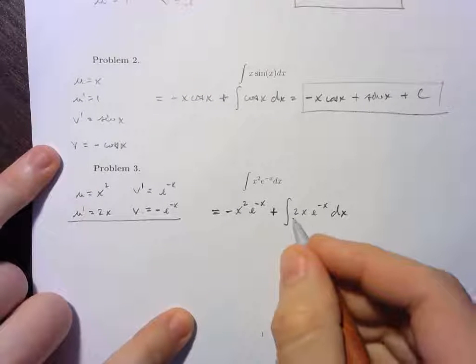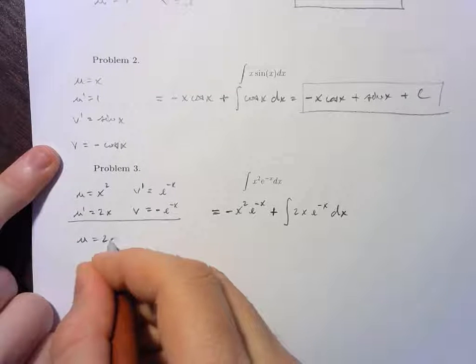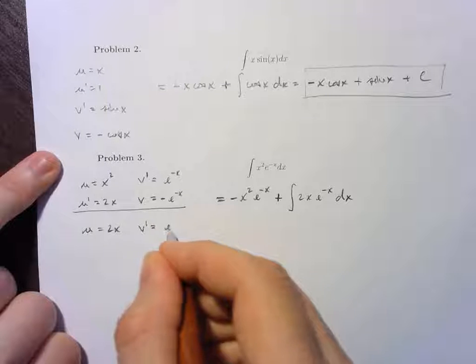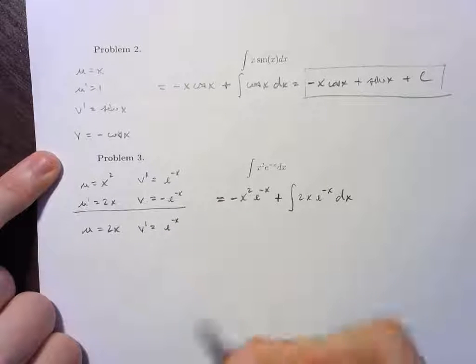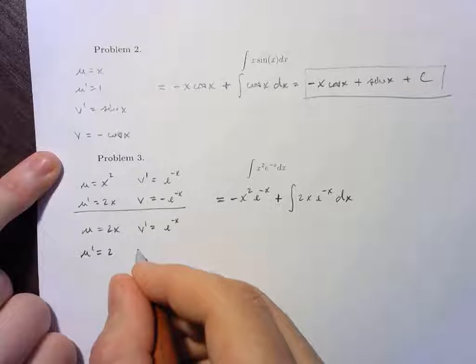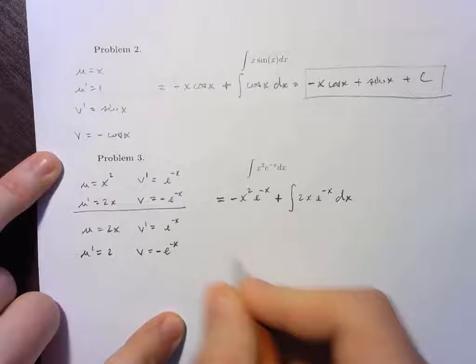So I'm gonna let this time the 2x to be the u, so let me write it here. U is 2x, the v prime is e to the minus x again, for the same reason as before. U prime is 2, and v is negative e to the minus x.